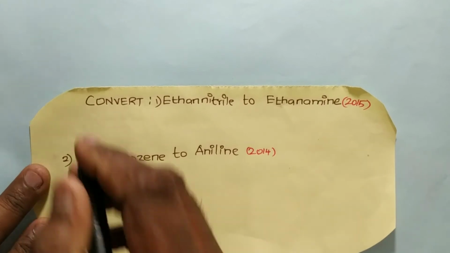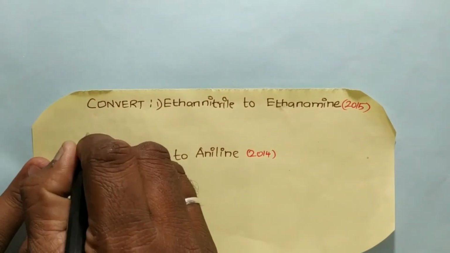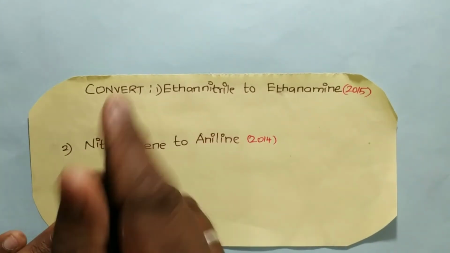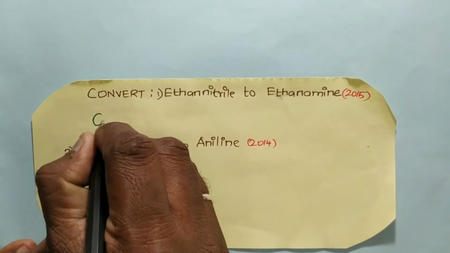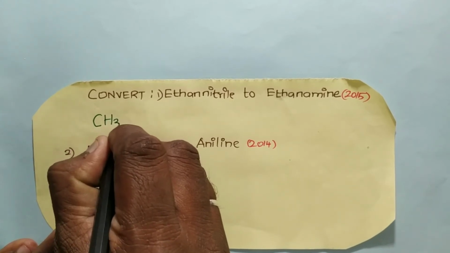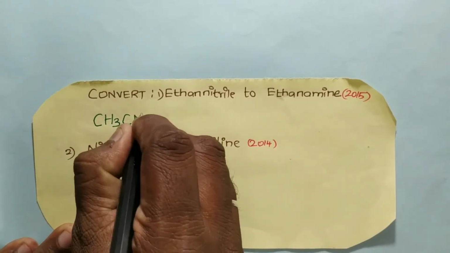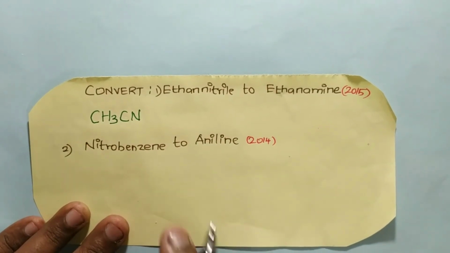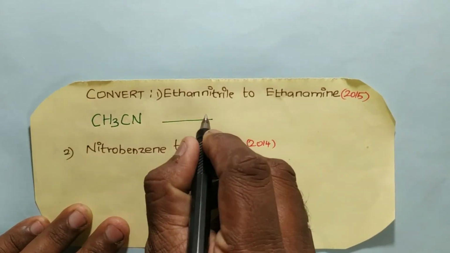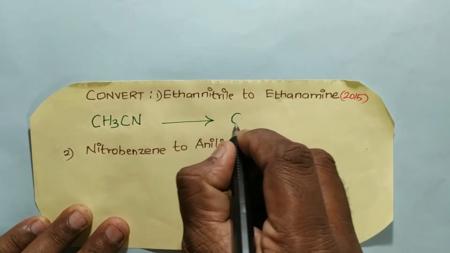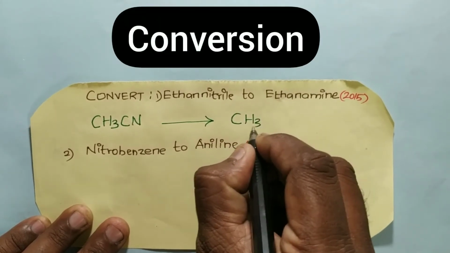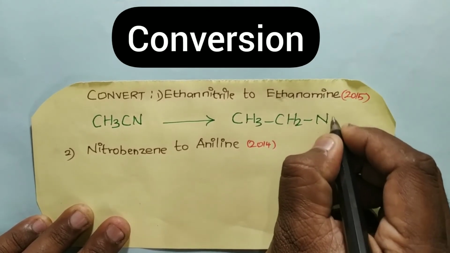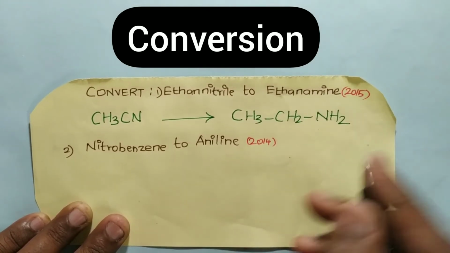Ethanenitrile: how many carbon atoms do you think it has? It has 2 carbon atoms. That is CH3CN, that is ethanenitrile. So what is ethanamine? How many carbon atoms? CH3, CH2 and here NH2. This is ethanamine.